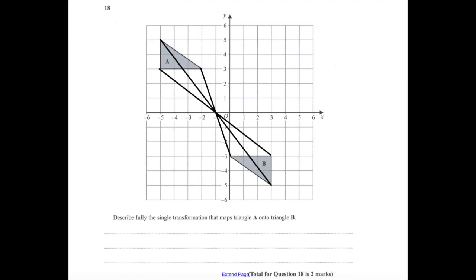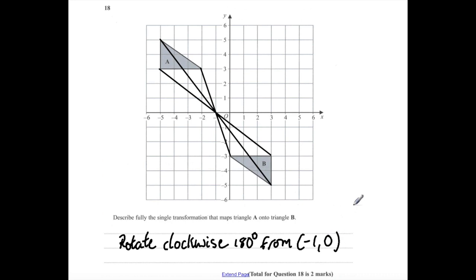So I'm going to rotate it clockwise 180 degrees. So rotate clockwise 180 degrees from -1, 0. And that's your answer.